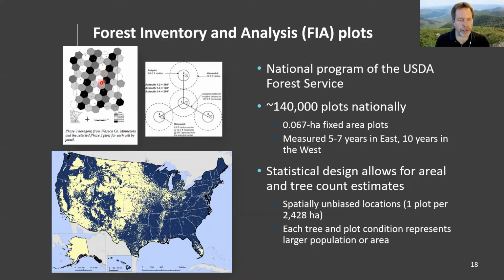locates or selects a point at random within those. And if there's forest at that plot, that is the plot that gets sampled. Because of this design, each tree and plot condition represents a larger population or area. So you can make an estimate of the number of loblolly pine trees in North Carolina, for example.